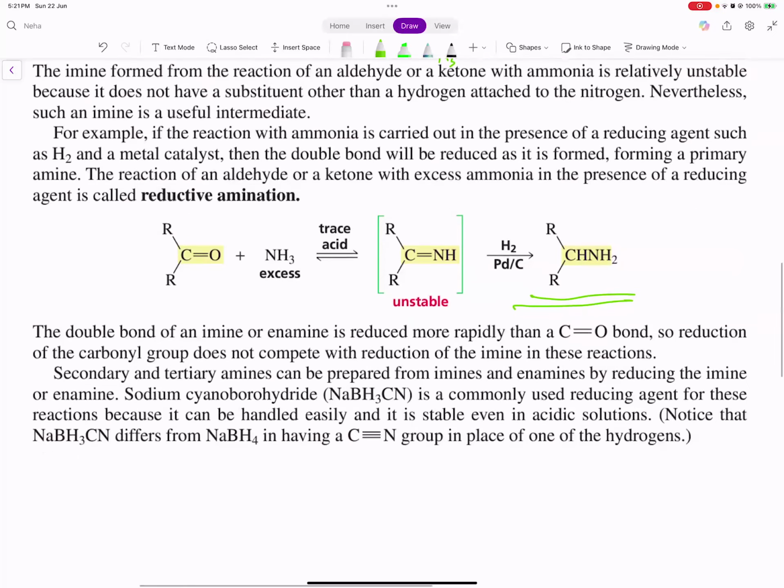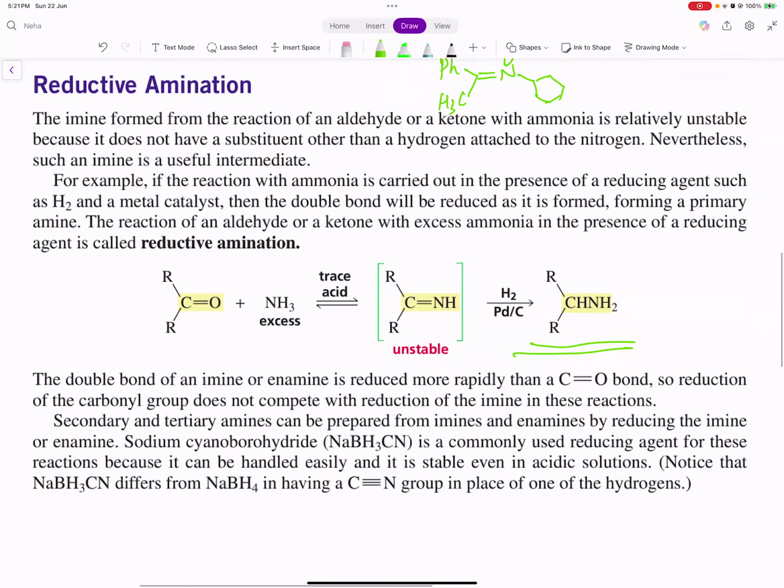But the main idea is that we'll get something which is called imine. And immediately we add H2, and then we get a primary amine. This is a very nice way to produce a primary amine. Okay, that is the main thing.